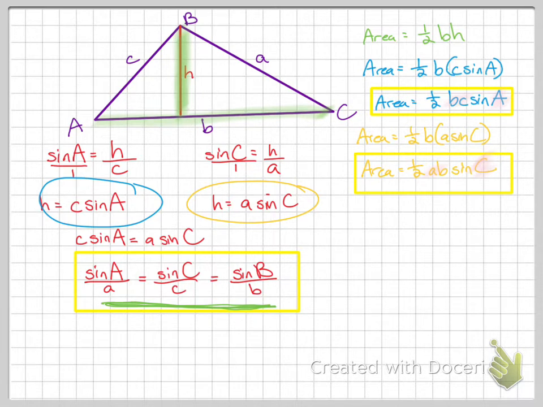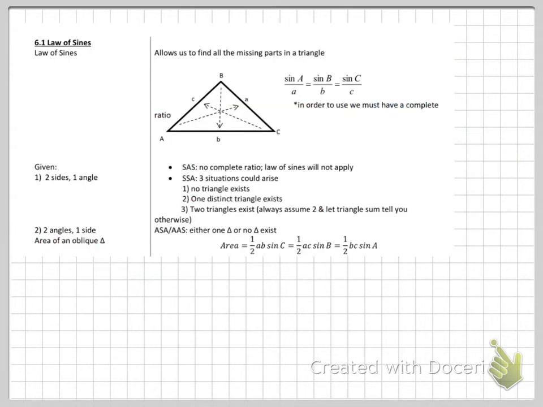Area equals 1/2 BC sine, nope, that one's already there. AC sine B is also on your paper. So these formulas, I tried to show you where they come from for those of you who are interested, but from now on we're just going to believe them and start using them. So here are my formulas that I just tried to show you why they work. The area ones are actually down here.